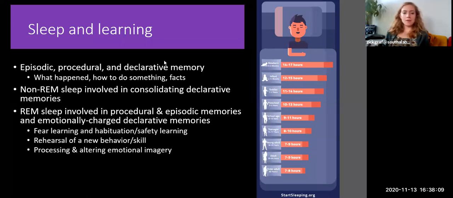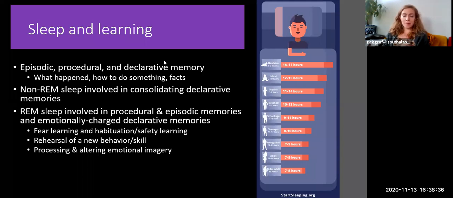REM sleep seems to be really critical for procedural memories and episodic memories. So these are memories that are more personally relevant, memories for things that you did with your body, like procedural memories, or memories for things that happened to you. It also seems to be involved in the consolidation of more emotionally charged declarative memories. So this would be like if you learned a fact that really angered or upset you, or a fact that was really personally relevant to you.